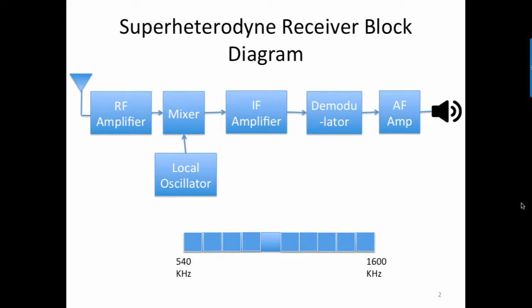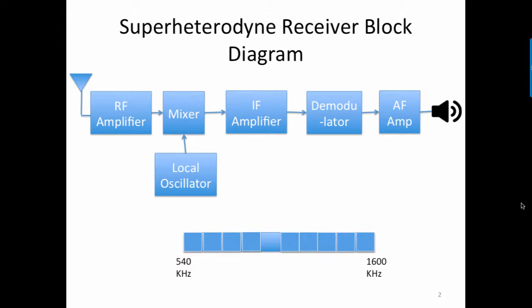This presentation describes the details of the superheterodyne receiver. A superheterodyne receiver is a selective receiver that can be used for any type of modulation. The basic block diagram of a superheterodyne receiver is shown here.